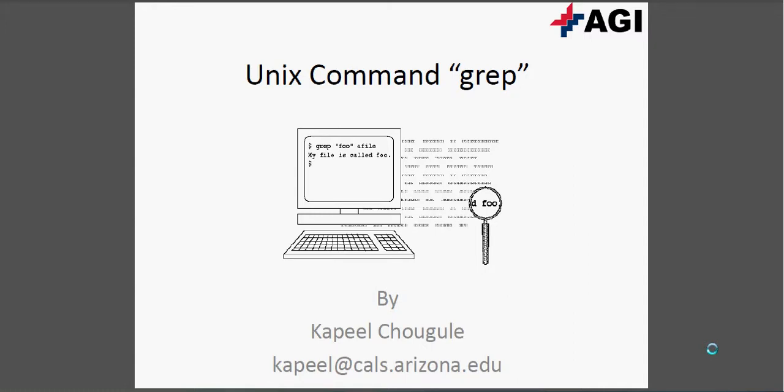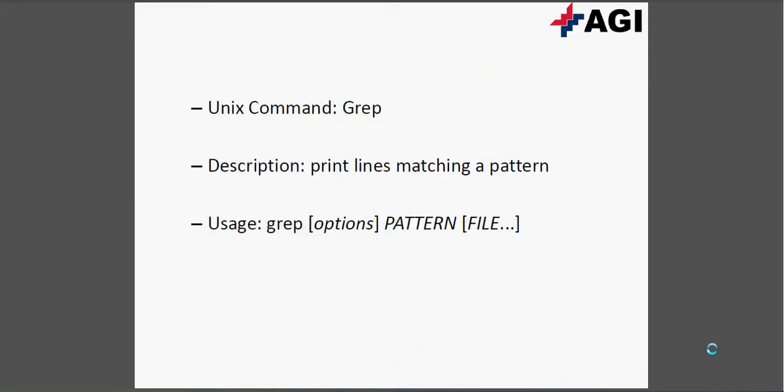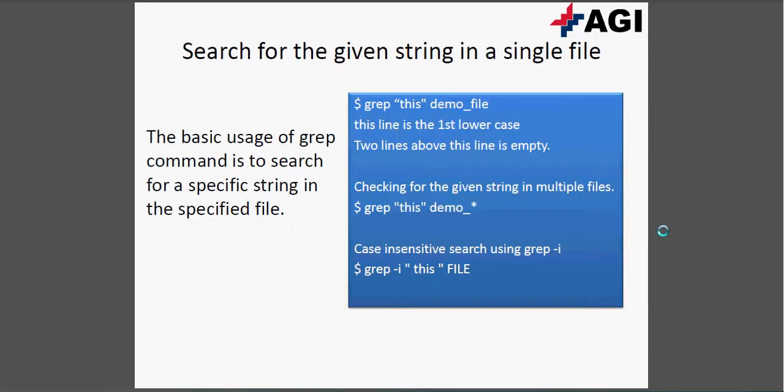So in today's video we'll be discussing the Unix command grep. This command is basically used to do pattern matching, where it prints the line that matches a particular pattern. On usage, you use grep followed by the options, followed by the pattern, and followed by the name of the file. So let's look at some example cases.